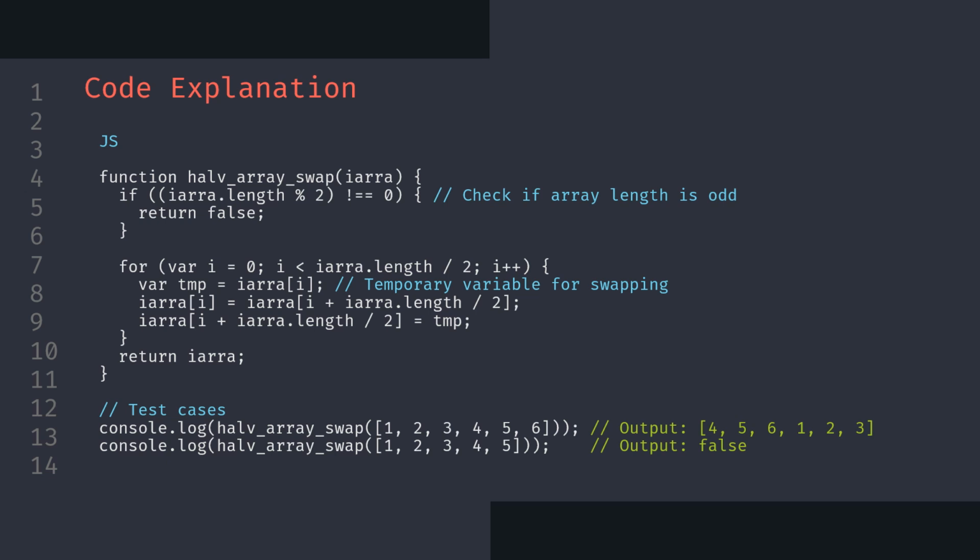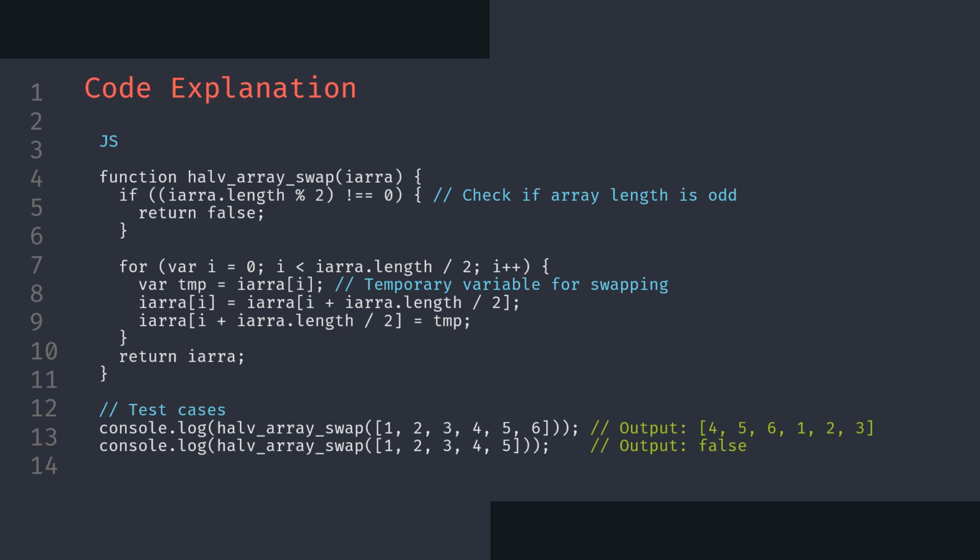This is the ES5 version of the program. Let me explain the steps. The function first checks if the array length is odd by calculating length modulo 2. If it is odd, the function immediately returns false.